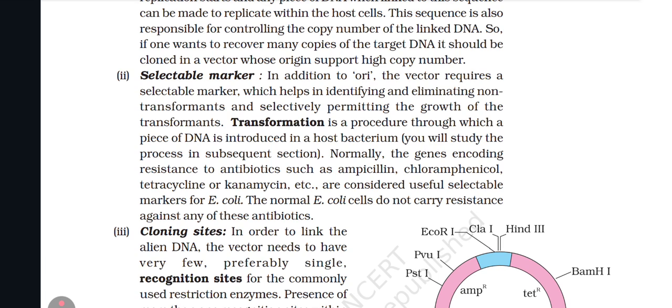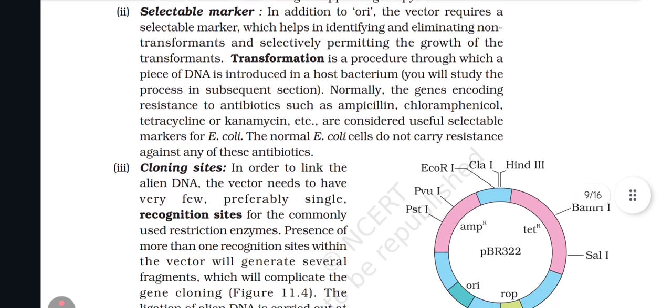Chloramphenicol, tetracycline, or kanamycin, etc., are considered useful selectable markers for E. coli. The normal E. coli cells do not carry resistance against any of these antibiotics.